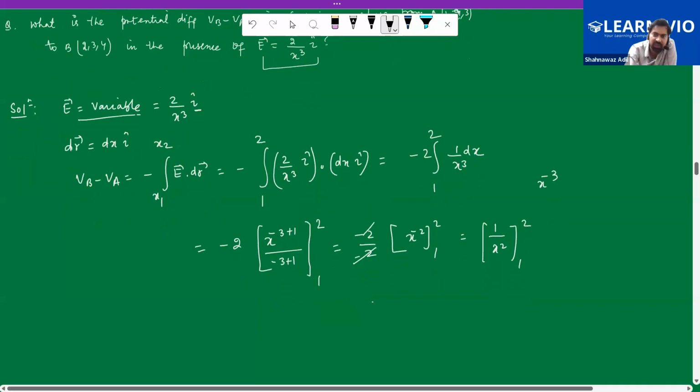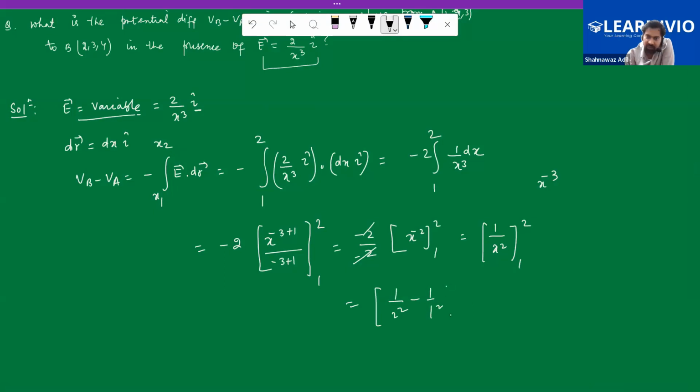So how much is this thing? This is 1 by 2 square minus 1 by 1 square. So 1 by 4 minus 1. So this is minus 3 by 4 units. So this would be the answer. Right? Is it clear?